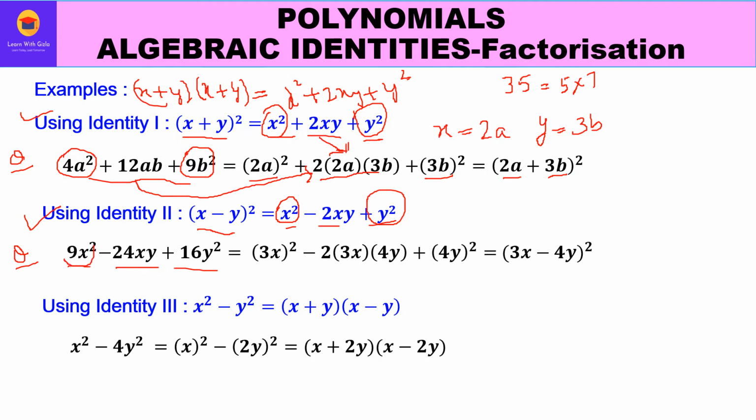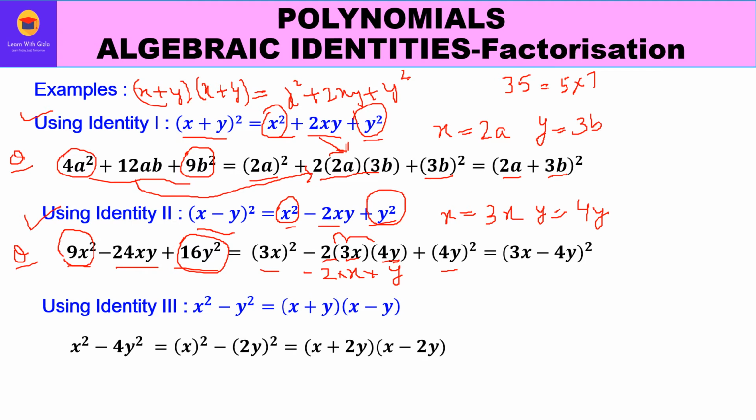So both are square numbers. 9x square and 16y square are square numbers, which we can write as (3x) whole square and (4y) whole square. In the middle we have minus 2 into x into y. Now x is what? If you compare it, x is your 3x. And y is what? y is your 4y, right? So 2 into x into y will give you 2 into 3x into 4y, right? Which is nothing but minus 24xy, because 2 into 3 into 4 is 24, 24 into xy, right? It is nothing but we have just split it and written it in the identity form.